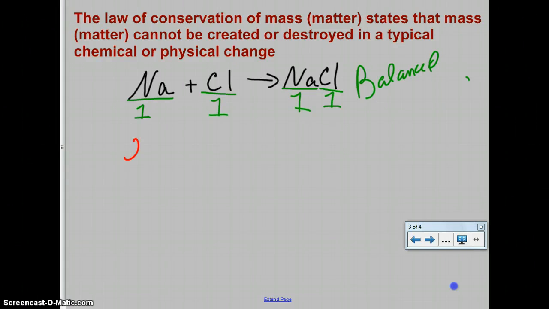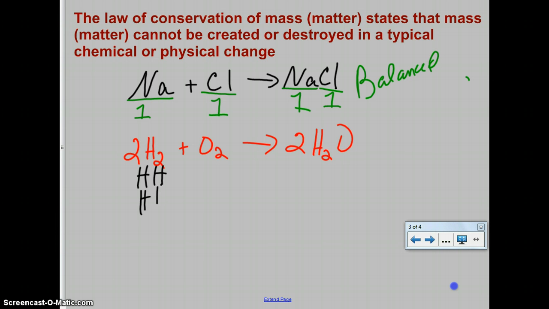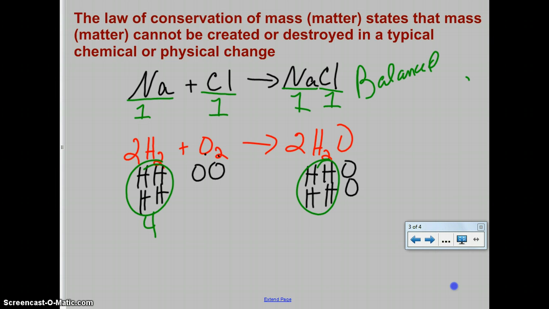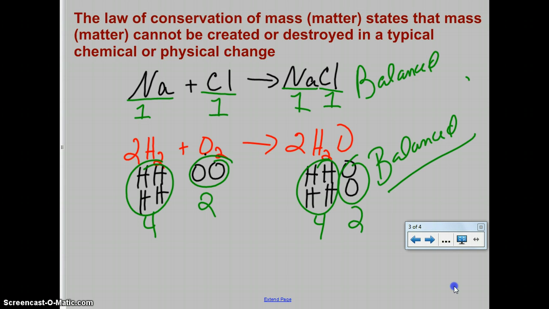Another good example is how water is actually made. On the reactant side of the equation, it says we have 2 H2s, 2 O's, and on the right-hand side of the equation, it says I have 2 water molecules, so that's H2O, H2O. If you go back and count, we can determine we have 4 hydrogens on this side, on the reactant side. We also have 4 hydrogens on the product side. We have 2 oxygens on the reactant side, 2 on the product side, and again, we have a balanced equation. This satisfies the law of conservation of mass.